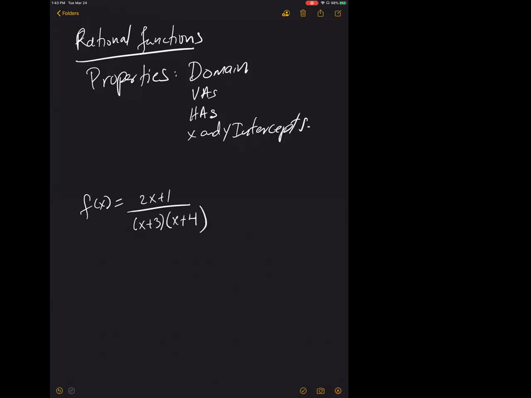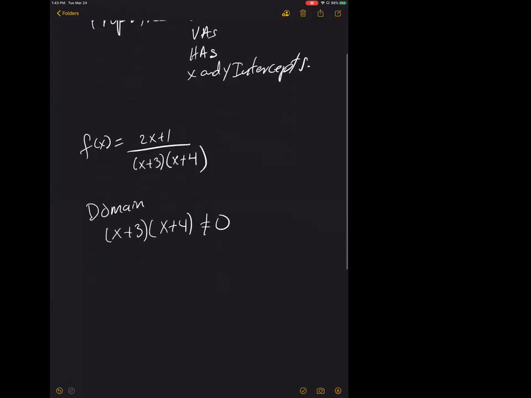They want me to find, let's start with the domain. To find the domain, you set the denominator not equal to 0. So x plus 3 times x plus 4 cannot be 0. From that, x plus 3 cannot be 0. Subtract 3. Therefore, x cannot be negative 3. On the other hand, x plus 4 cannot be 0. Subtract 4. So therefore, x cannot be negative 4.